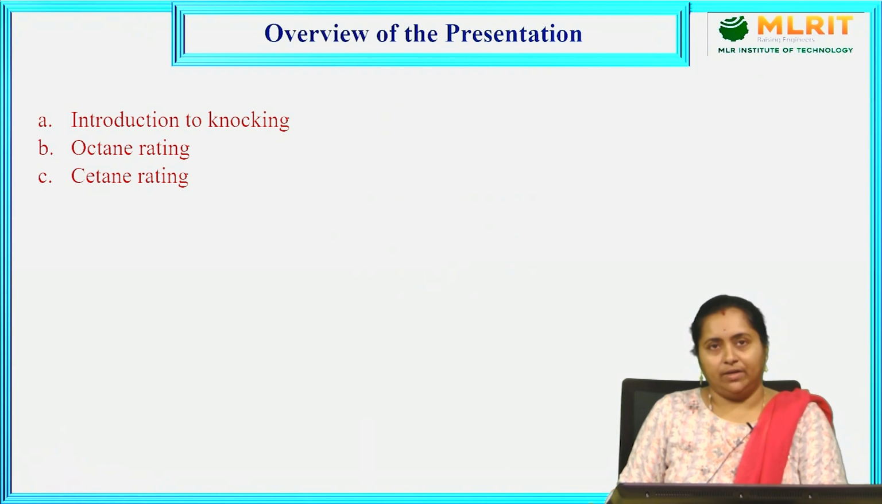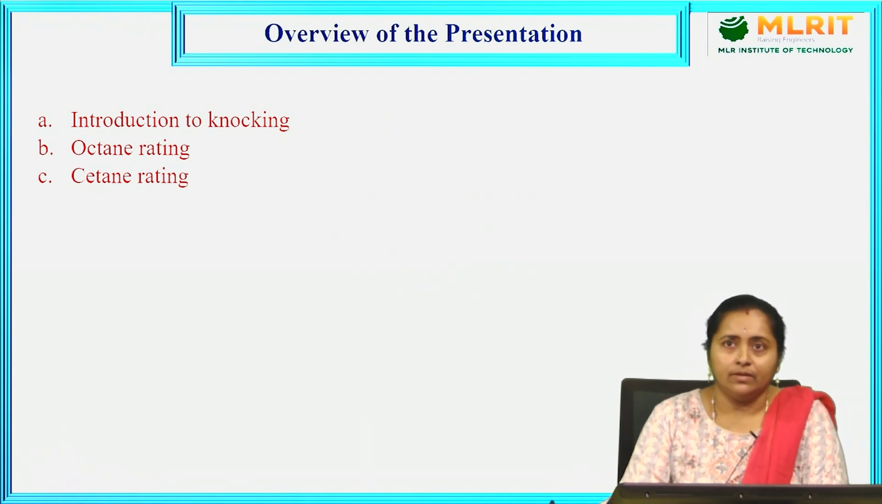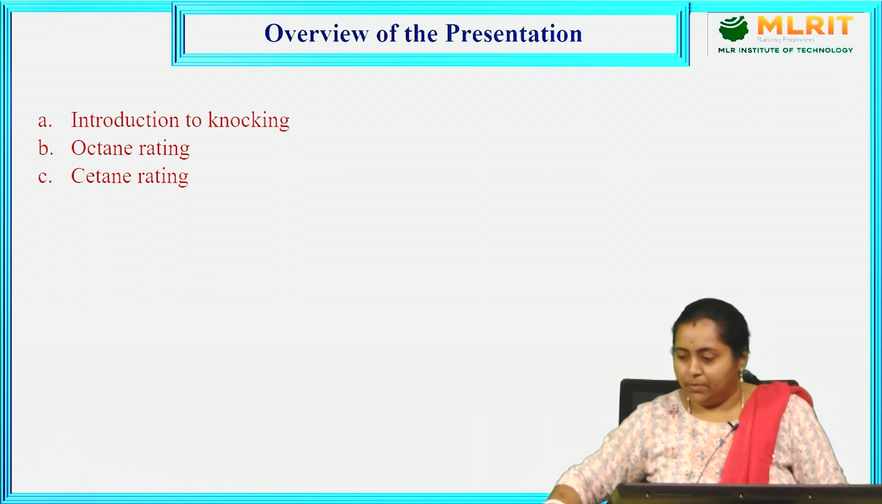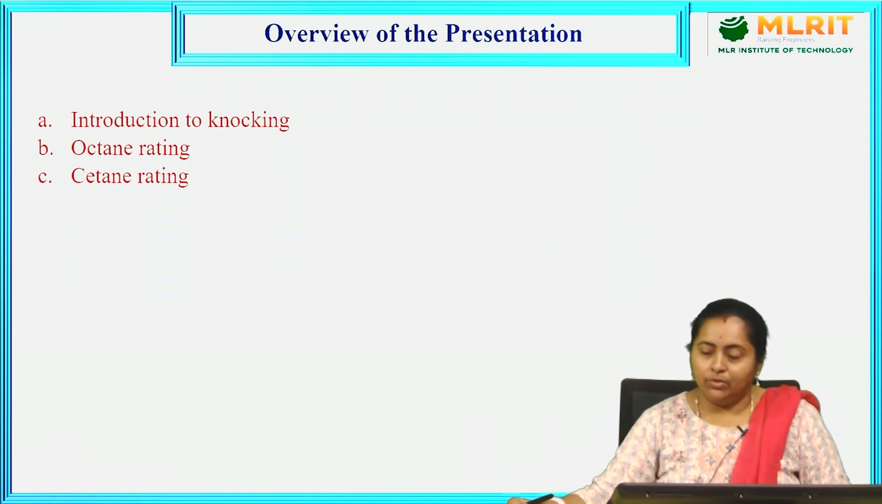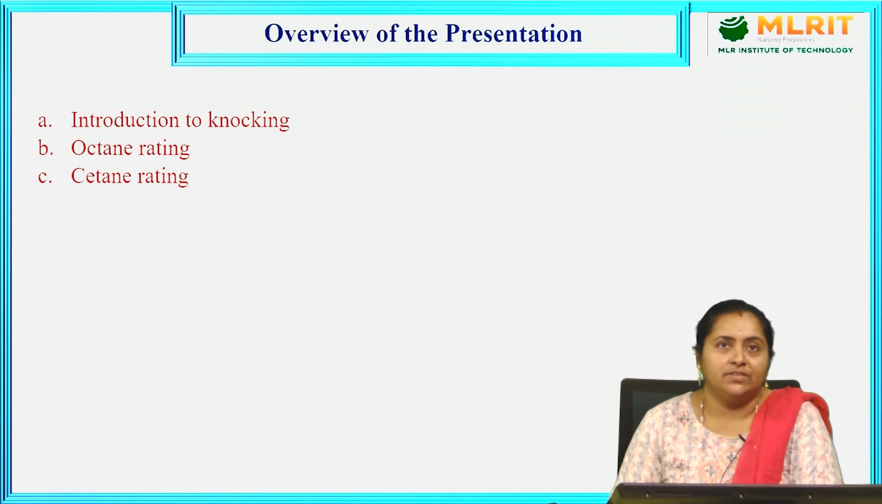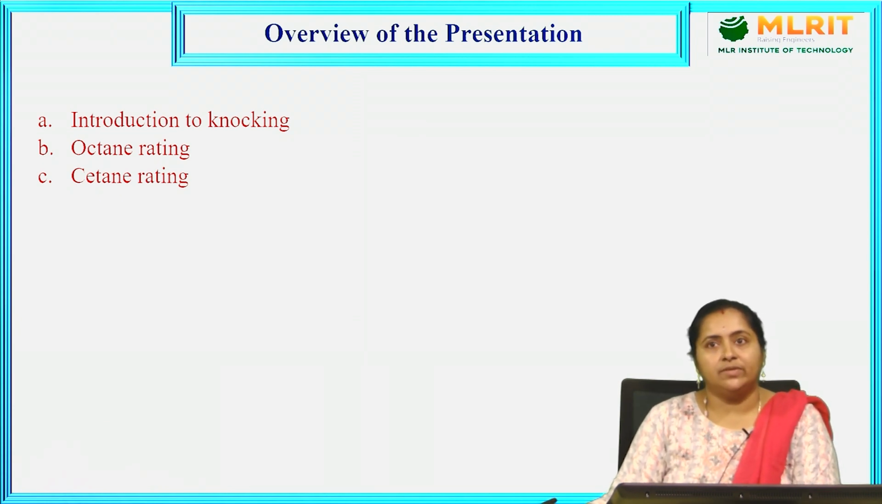So today we are going to discuss the property of knocking. Generally, this property is exhibited by the fuels that we use for transportation purposes, like petrol and diesel. A good quality fuel should have better anti-knocking properties. Or else, if it does not have such anti-knocking properties, it has to be mixed with some kind of additives. Those are called anti-knocking agents.